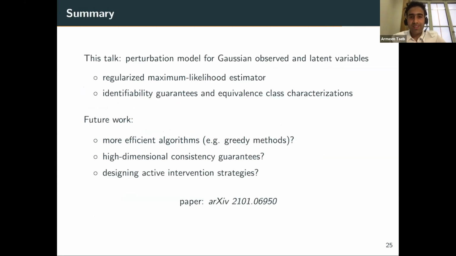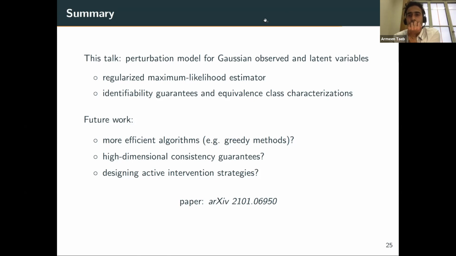Okay, so I think I'm a little bit out of time, but I just want to briefly mention some future work of interest. There's interest in developing more efficient algorithms, such as greedy methods. High dimensional consistency guarantees are of interest as well. And in settings where perturbations are expensive, you'd want to be able to identify the underlying model as quickly as possible with as few interventions as possible. And there, it's of interest to design active intervention strategies. So the paper I talked about is here, and I'm happy to take questions, and thank you for listening.